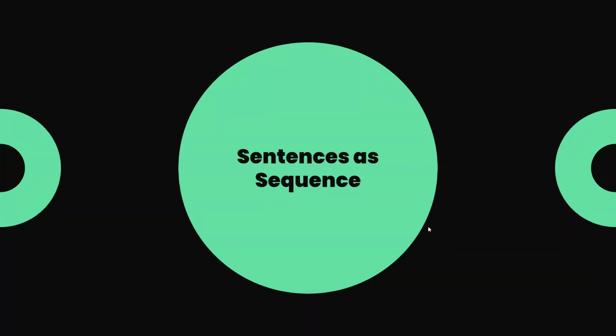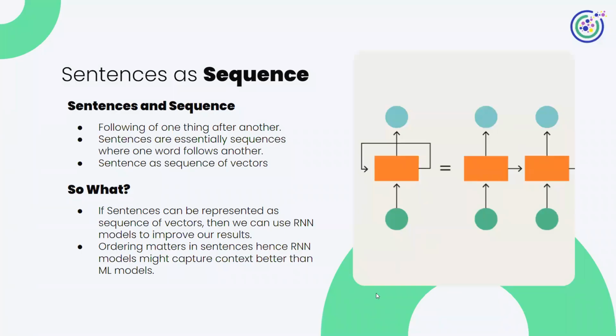Now we have converted words to vectors, but what do we do with this? We know that sentences are sequences: a word followed by another word, like "I am great" or "I am good". Each word follows another, so it's basically a sequence of words. And we know that words can be represented as vectors. So can't we say that sentences are essentially sequences of vectors? But so what? What can I do with this?